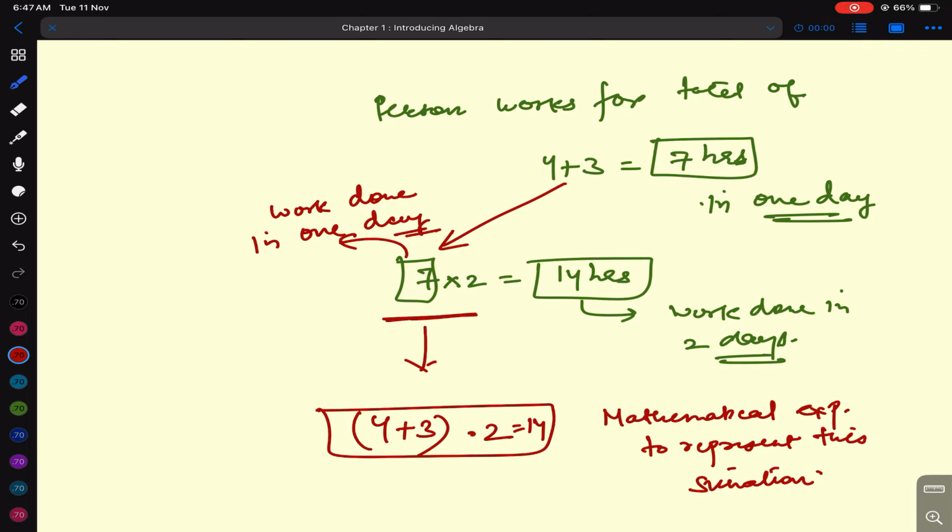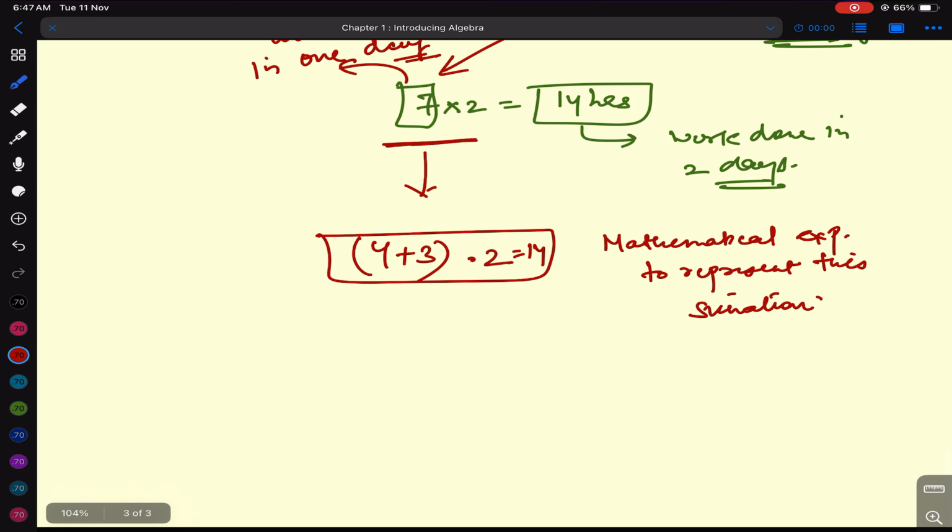Clear? And what did we solve here? First we solved the parentheses, which is around 4 and 3, right? And the result of that is multiplied with 2, which is your second step, right? Parentheses is your first precedence. That is how we apply the standard order of operations in order of the respective precedence.